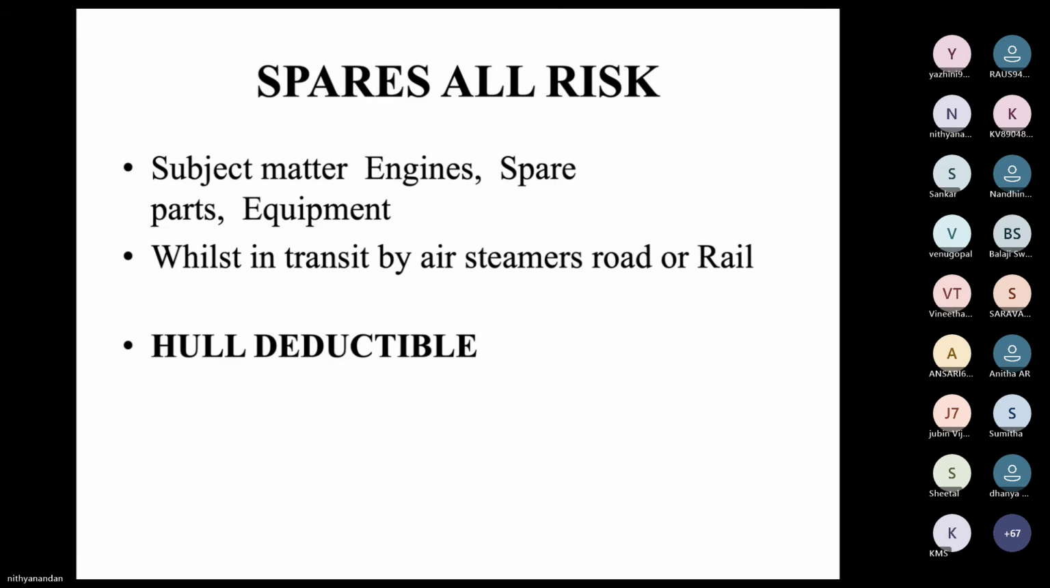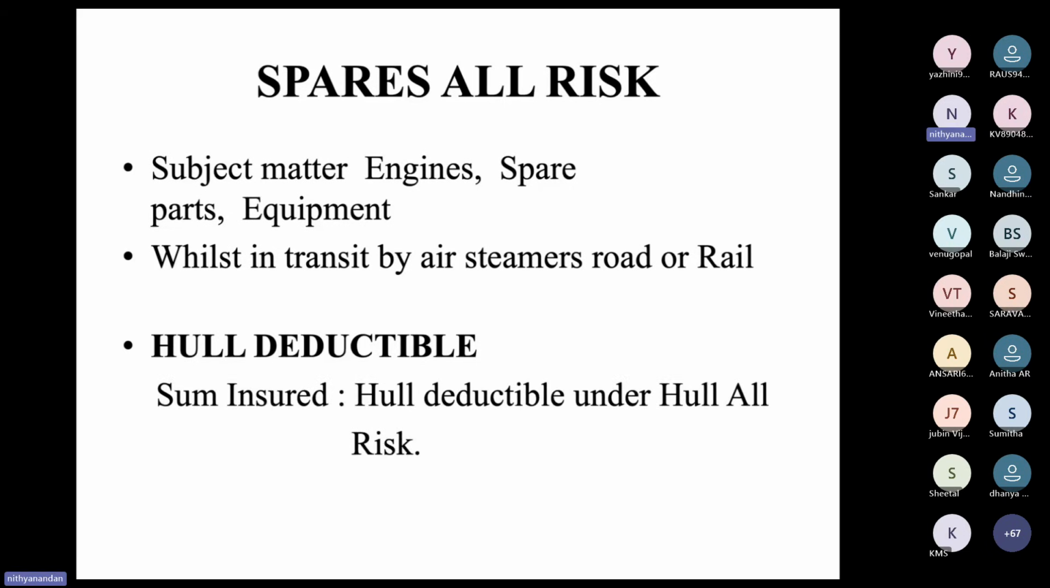Hull deductible. What do you understand by deductible? It is an excess. In marine hull and aviation hull, the deductible itself is a huge amount. So the aircraft owners or hull owners may opt to take a separate policy to cover the hull deductible portion only. So regular hull policy will have a huge deductible. That deductible can be covered by a separate policy called hull deductible policy.